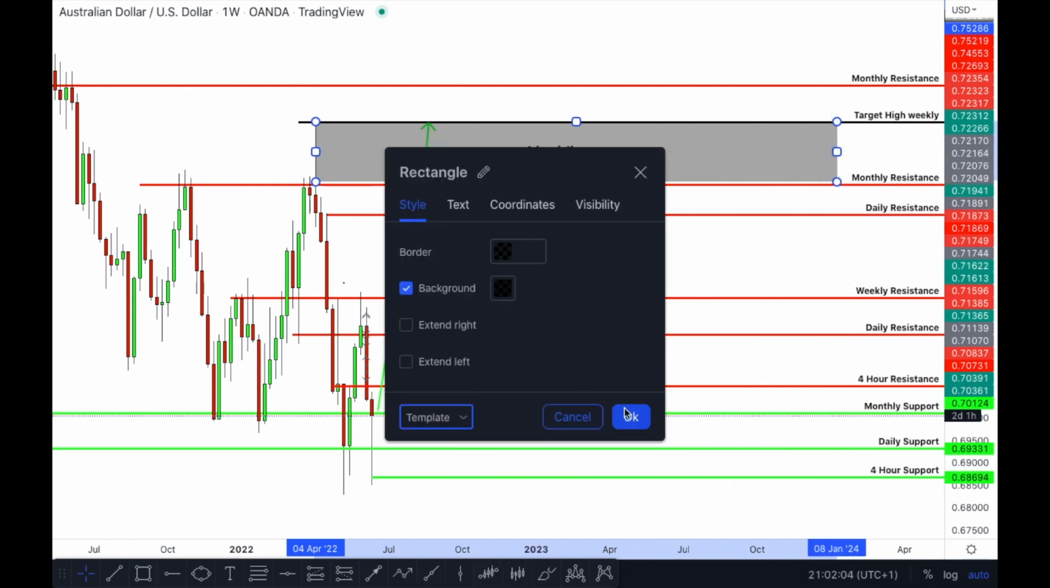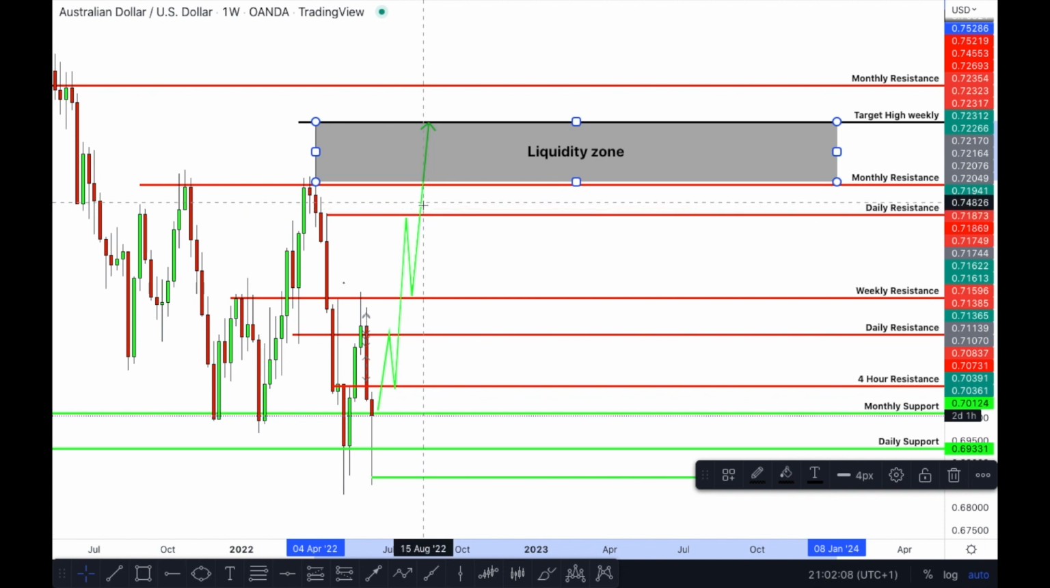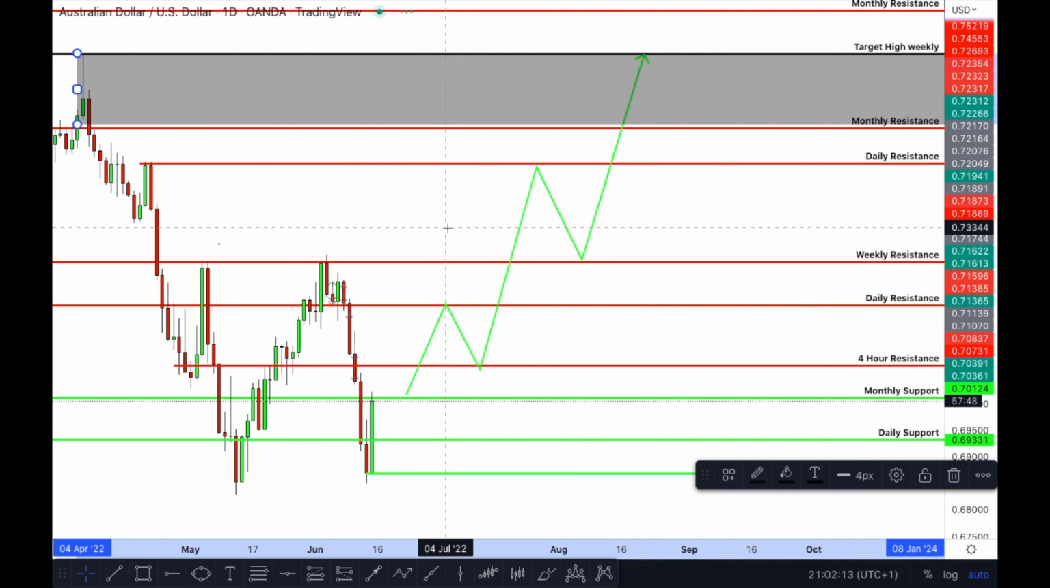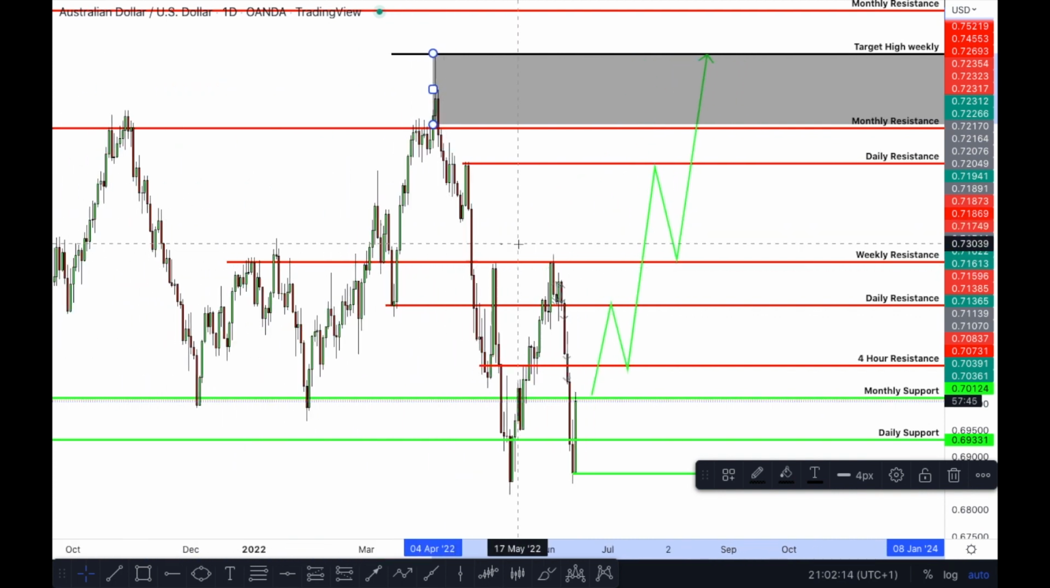And if they do want to grab that, of course, they're going to be buying price action, and we should be seeing a bullish momentum heading towards that area. So that's my idea of what AUDUSD is going to do based on what I can see on the chart.